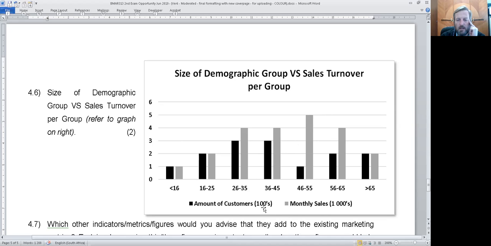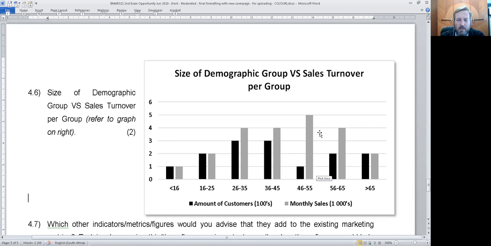In this instance, it's multiplied by 100. So we've got 100 customers generating 5,000 in sales. Now that's only 50 Rand. I know it's a bit of a stupid comparison, but you get the idea. So 5,000 in sales is generated by 100 people.